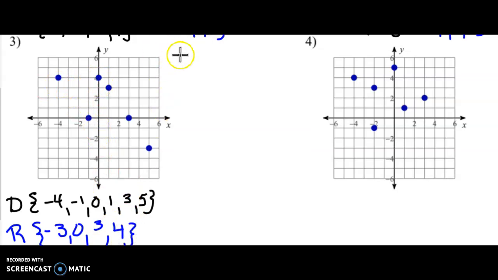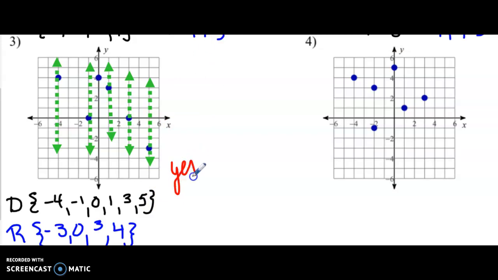Now, when you have a graph, it's real easy to determine if you have a function because you're just drawing vertical lines to see if it ever crosses more than one point at a time. And here I only cross 1 point at a time, so this is a function. If it passes the vertical line test, it is a function.